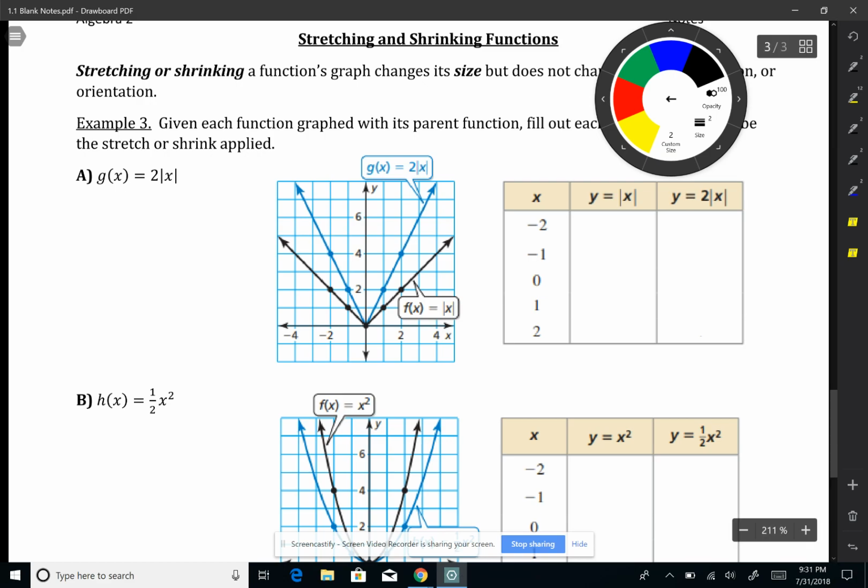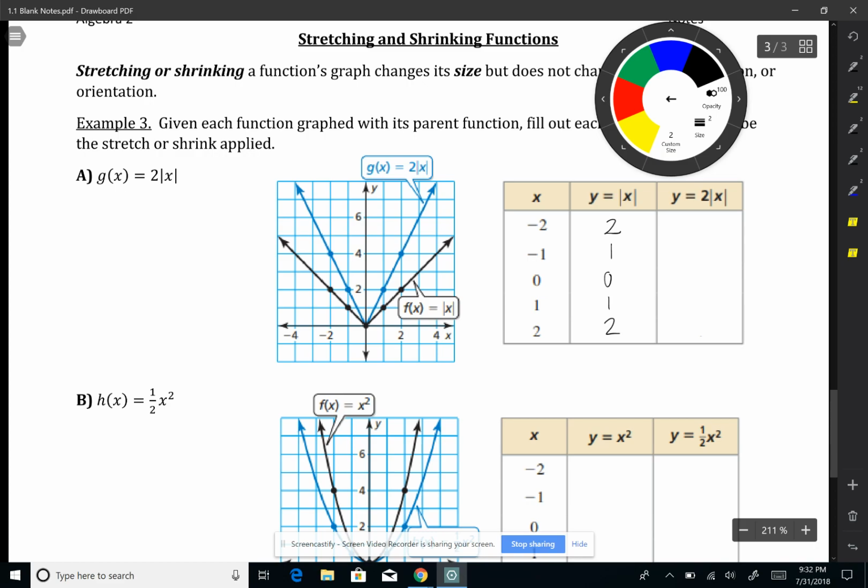Okay, so I'm going to fill out this table. We did something like this earlier. If we just did the inputs -2 to +2 like we did earlier and filled out y equals the absolute value of x, we remember what those are. That would just be 2, 1, 0, 1, 2. And those are the points that are plotted here on our graph.